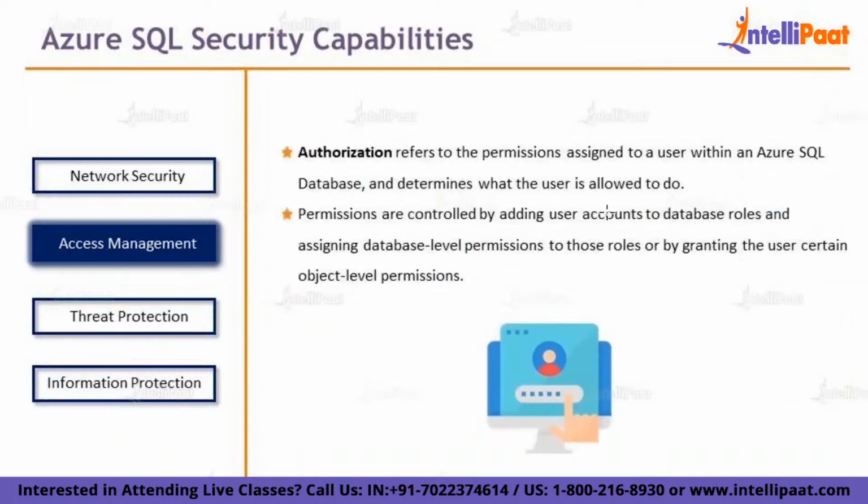Authorization refers to the permission assigned to a user within Azure SQL Database and determines what the user is allowed to do. So when we talk about security, there are two things. One is authorization, next is authentication. Authorization means the kind of access that you get, meaning the permission. This is the first level of security. Permissions are controlled by adding the user's accounts to the database roles and assigning database-level permissions to those roles, giving the user certain object-level permissions. So this is your authorization.